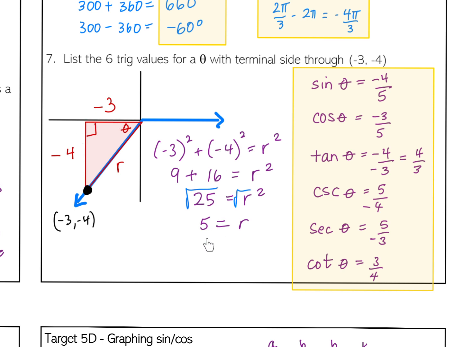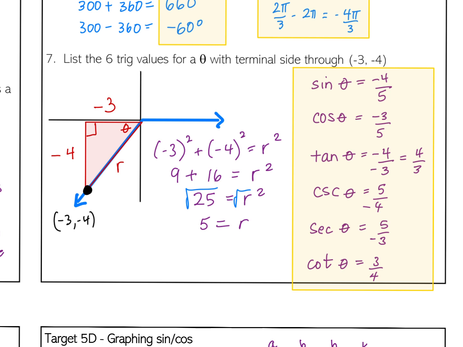Use the Pythagorean theorem to find the value of the hypotenuse or the radius. And then you are just listing out those ratios. Remember to use the negative signs. Here I simplified and that became positive. And then cosecant is just the flip of sine, etc. So you're finding those values.